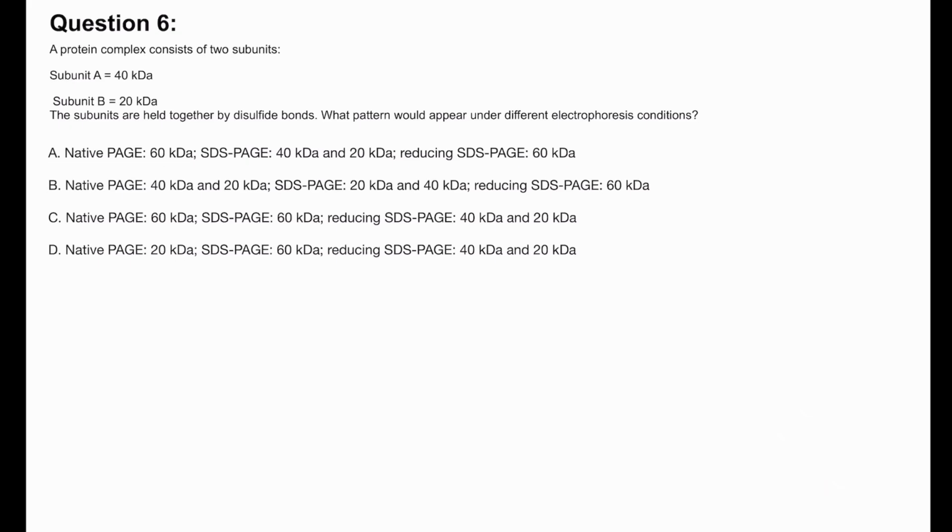A protein complex consists of two subunits. Subunit A, which is 40 kilodaltons, and subunit B, which is 20 kilodaltons. The subunits are held together by disulfide bonds. What pattern would appear under different electrophoresis conditions?